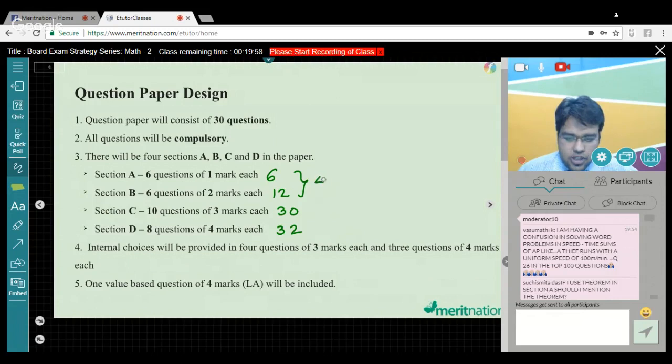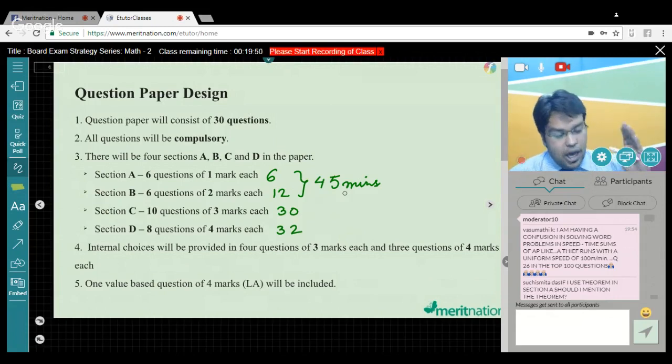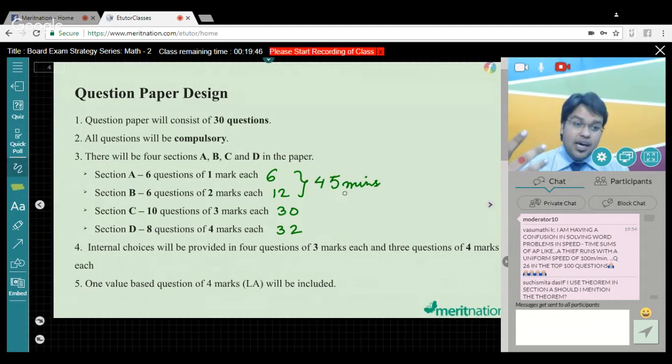I had mentioned this, that 45 minutes you have to allocate for section A and B. It's not a hard and fast rule that you have to allocate 45 minutes only. You can give 30 minutes, or you might take it to 1 hour as well, depending on the level of exam. But roundabout 45 minutes, you should be done and dusted with section A and section B.